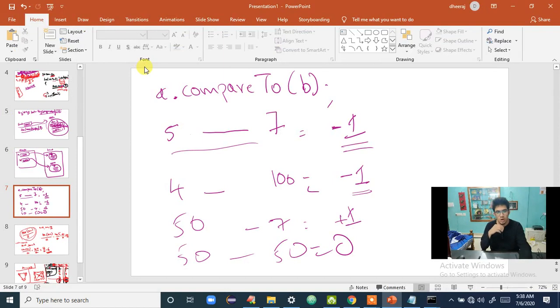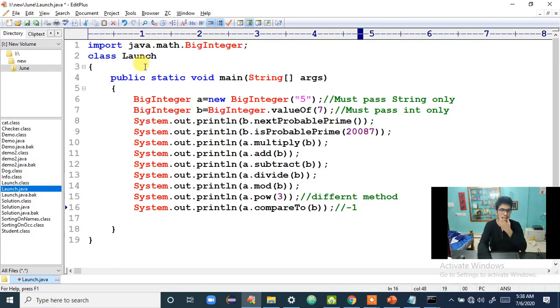So I hope you have taken the screenshot. So this was the thing about BigInteger, and I hope today's class was informative.